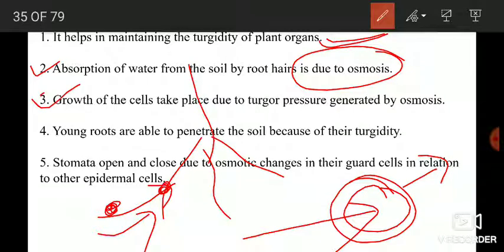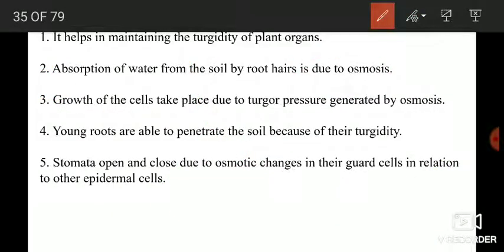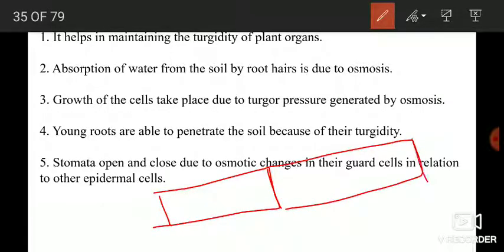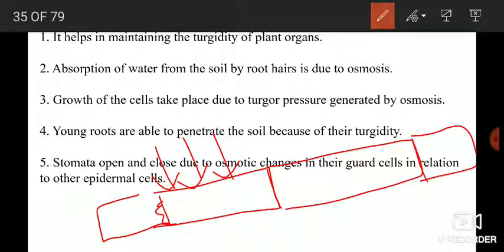Then third is the growth of cells takes place due to turgor pressure generated by osmosis. In plant cells, growth takes place as a consequence of entry of water due to osmosis. When water enters by osmosis, the walls are pressed against, and as a consequence of this, the walls become stretched, and this results in growth of the cell.